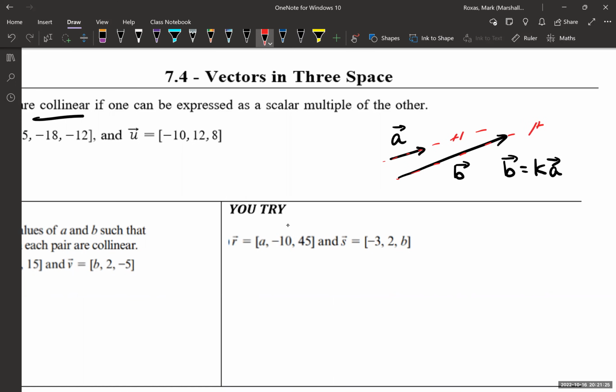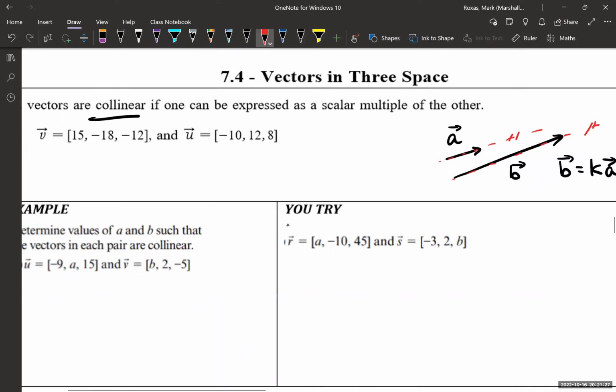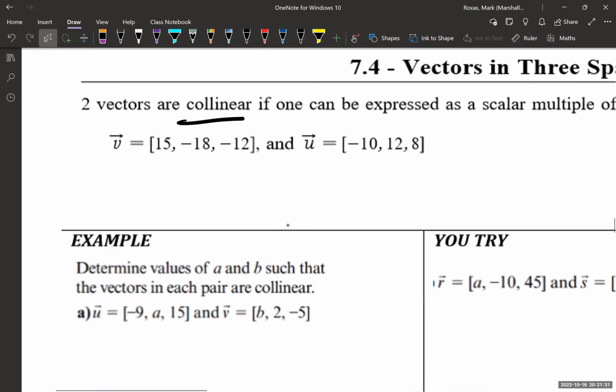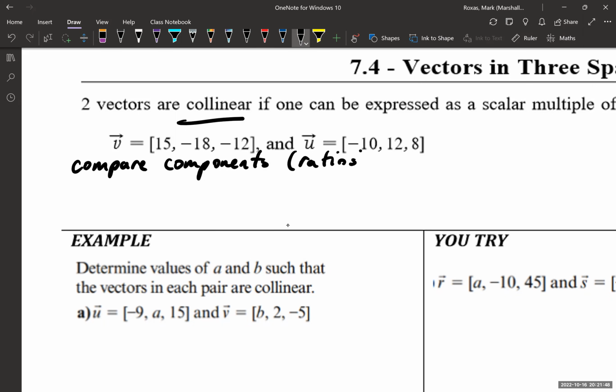Okay. So can that work? Well, it would be true if and only if each of these components have the same scalar multiple, right? So if I looked at comparing the components, the ratios, right? Let's look at the ratios. So if I look at the ratios of the x component, I have 15 over -10.